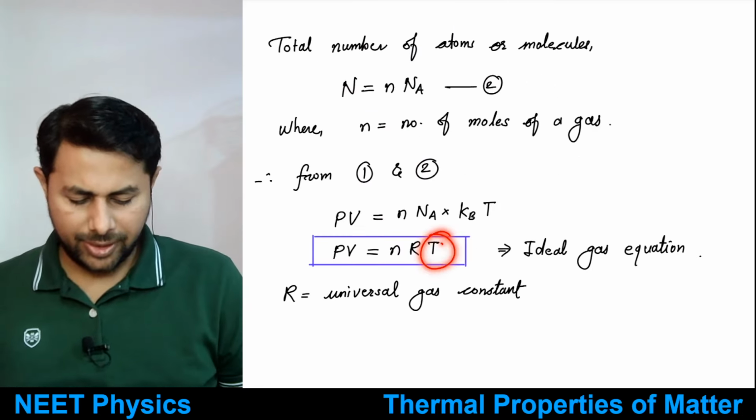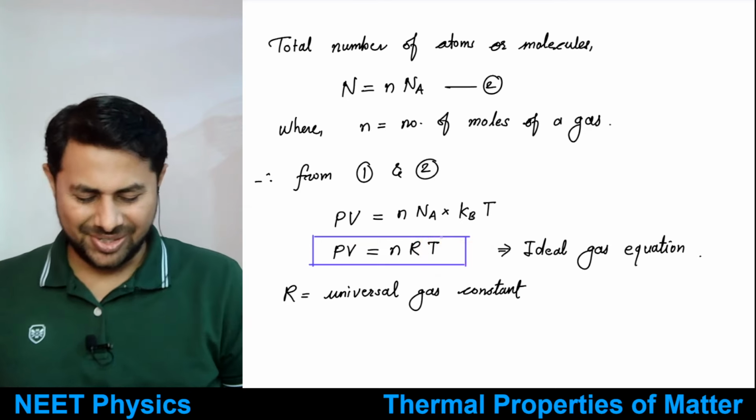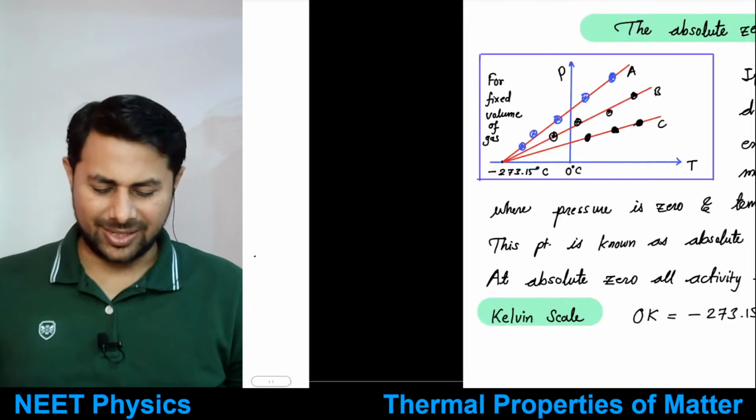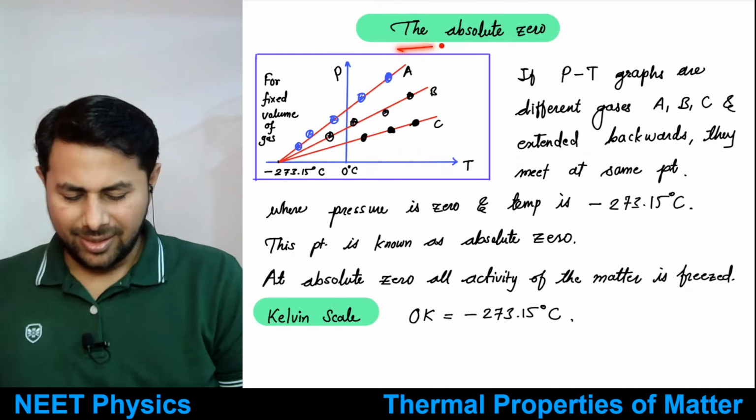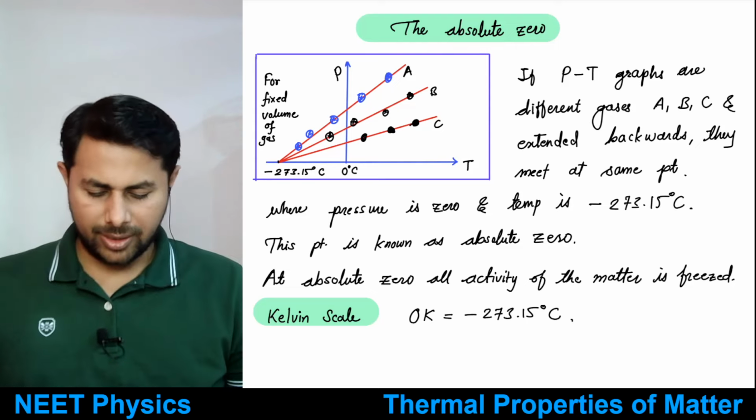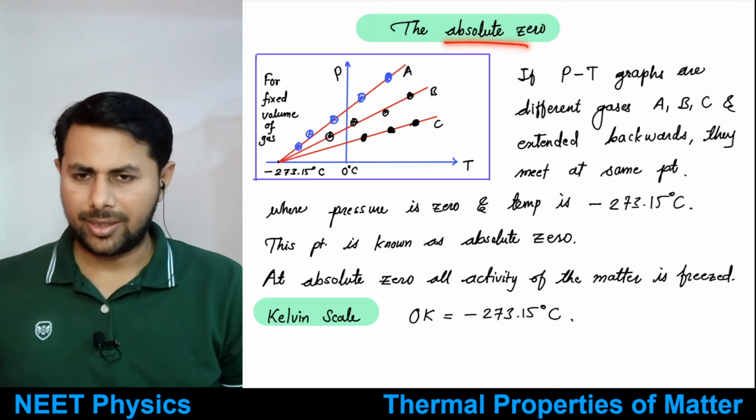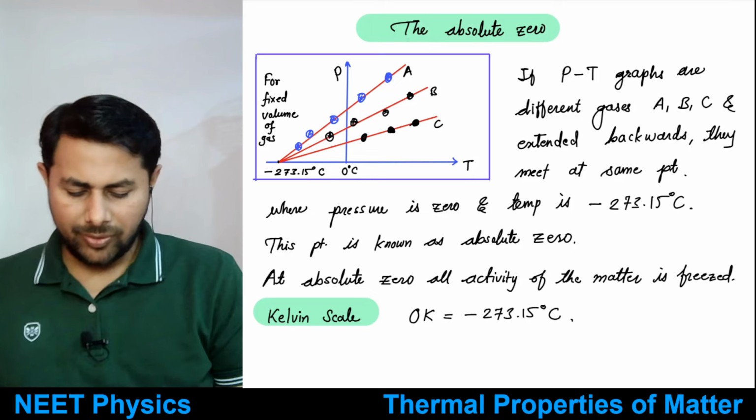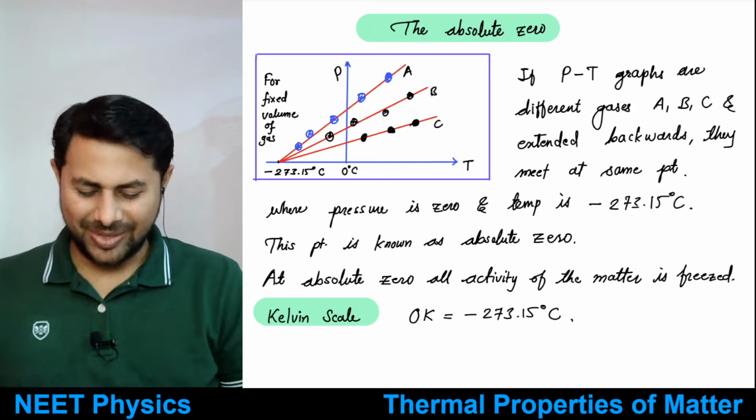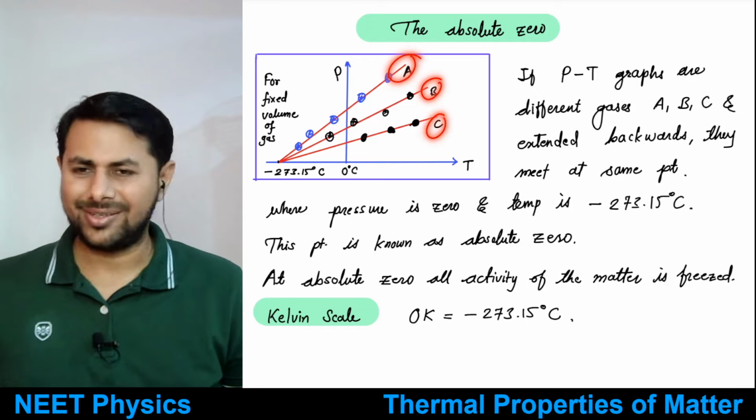And the temperature over here is taken in a third scale called the Kelvin scale. So this temperature capital T is in another scale called the Kelvin scale. So now what is that Kelvin scale? See, we have a term, a concept called absolute zero. So now what is absolute zero? Okay, so see here, this is a pressure versus temperature graph of three different gases A, B, C, right?